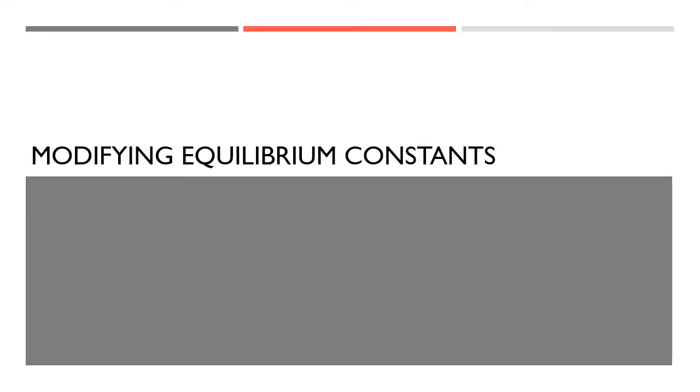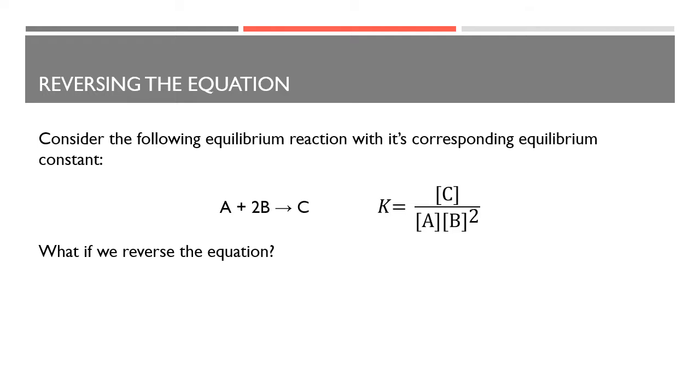If a chemical equation is modified, the equilibrium constant will change. And what we're going to do in this video is take a look at 3 common modifications and the impact they have on the equilibrium constant and the equilibrium constant expression. So let's take a look at the first scenario.